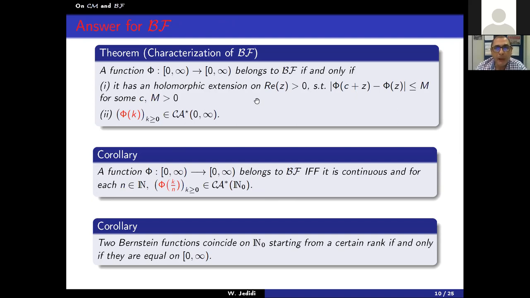Hopefully. So we have the Bernstein function version. A Bernstein function phi is a Bernstein function if and only if this sequence is completely alternating, and we also have a holomorphic extension on the right half plane with bounded increments. And of course, in order to say that two Bernstein functions coincide, you only need to know them on the set of integers.